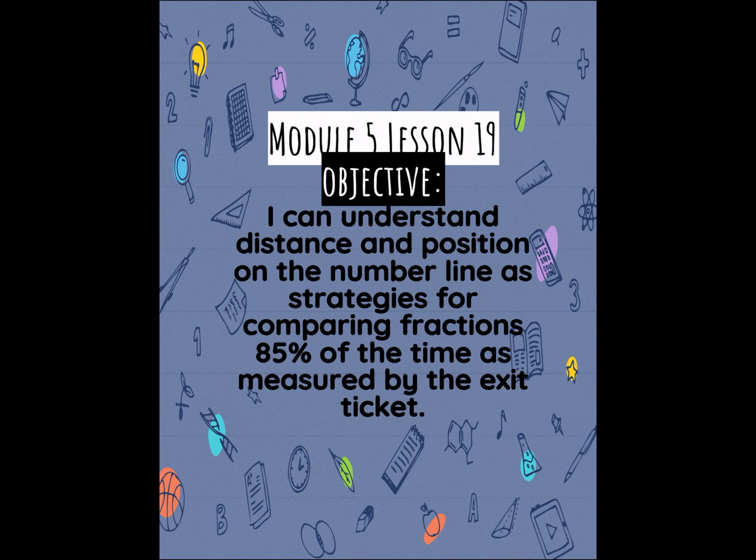So let's get started. Today we are looking at Module 5, Lesson 19, and our objective is I can understand distance and position on the number line as strategies for comparing fractions 85% of the time as measured by the exit ticket. Yesterday we practiced placing fractions on the number line and comparing them, seeing what was greater than, less than, or equal to when it comes to those fractions, specifically on a number line. Today we're going to take it just to the next step.